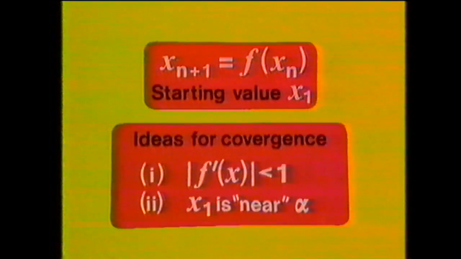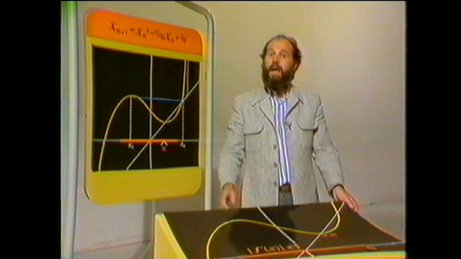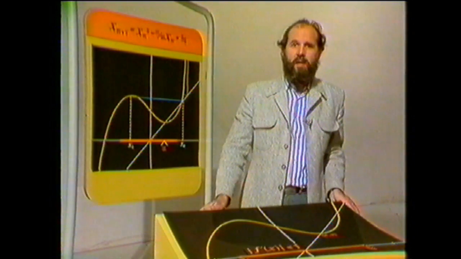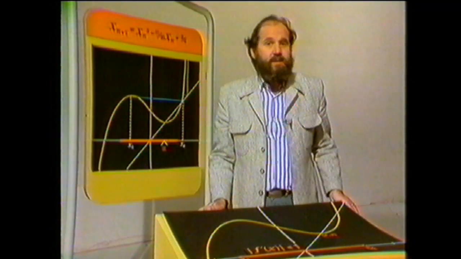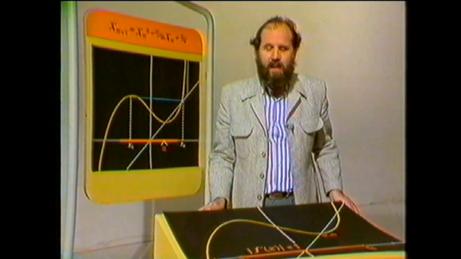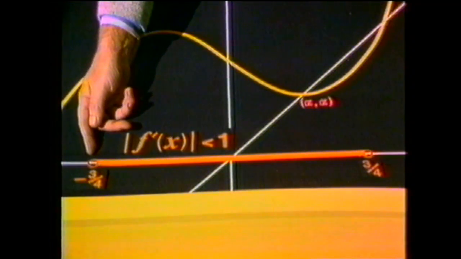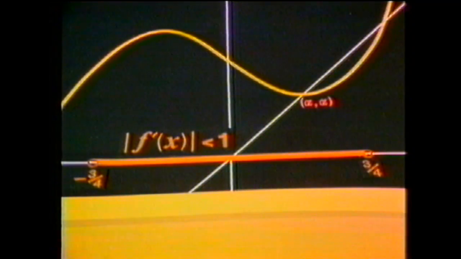We must start our iteration near enough to alpha to make sure we can't jump over alpha and end up outside the interval. So, how can we be sure that we're starting near enough to alpha? The trouble is that we don't know the value of alpha. What we do know is that alpha lies in this big interval. This interval is too big. We don't need a smaller interval containing alpha.